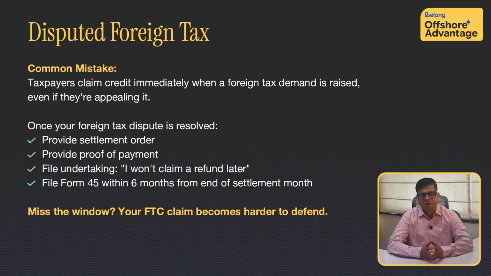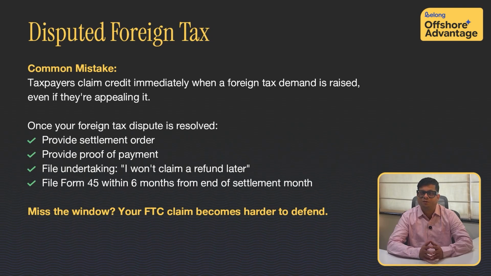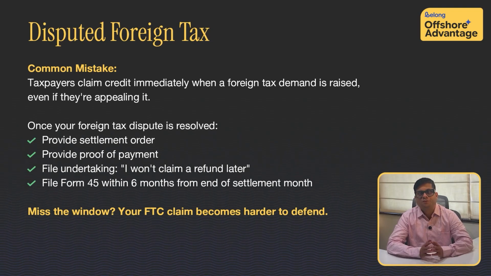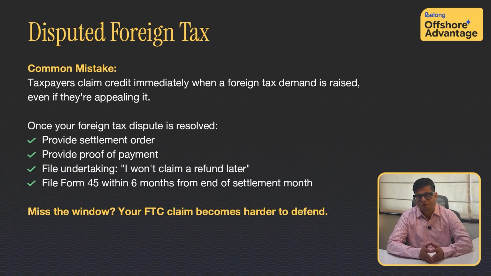All of this has to be filed via the new Form 45 within exactly 6 months from the end of the month in which the dispute was settled. Miss that window and your FTC claim becomes much harder to support within the draft procedure. And for this settlement route, the draft specifically requires an intimation in Form 45 along with settlement and payment evidence.